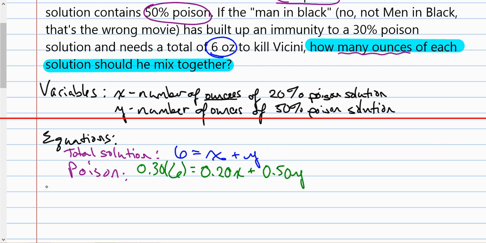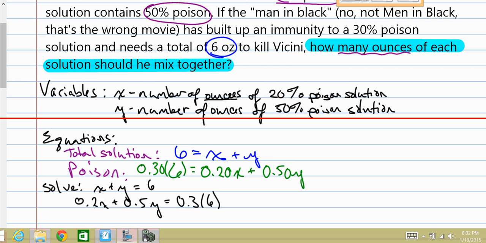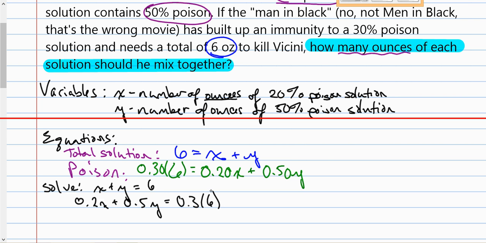Well, now we're ready to solve. I'm going to write out my two equations again. I've got x plus y equals 6. I've got 0.2x plus 0.5y equals, and I could do this in my calculator, 0.3 times 6. In fact, we will in the next step. Actually, let me pause and I'll do that now. Okay, now I'm a little embarrassed. 0.3 times 6 is 1.8. I knew that. Really, I did.